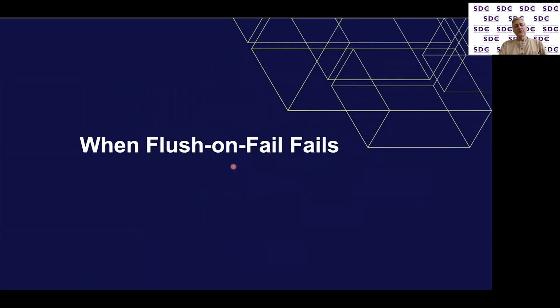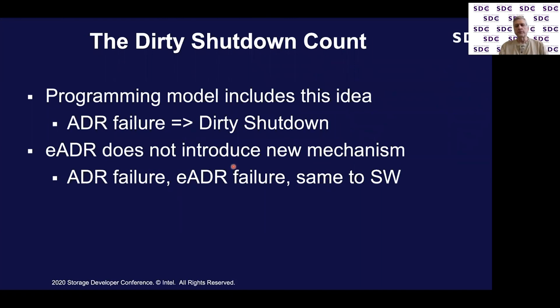So for every mechanism that we invent in a computer system, we need to think about what happens when it fails. And flush on fail is no different. Flush on fail can fail. So what happens? We've always had flush on fail in persistent memory programming, in modern day persistent memory programming. We've always had ADR, right? ADR is required. The NVDIMM-Ns that have been shipping for a long time and the current Intel product, they require ADR. And that's to flush the write pending queues in the memory controller.